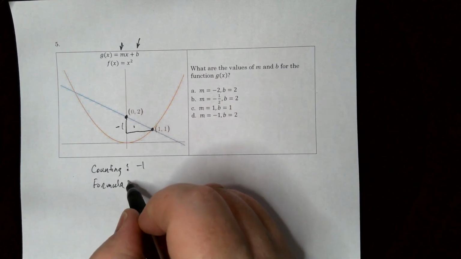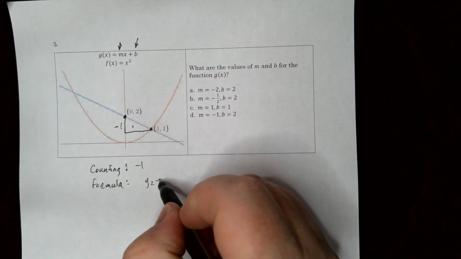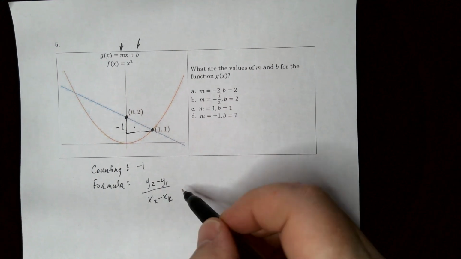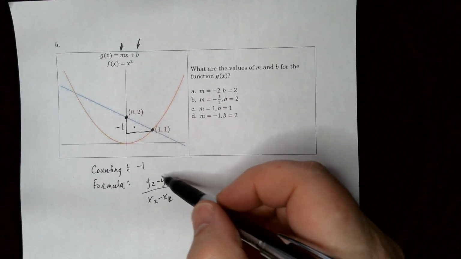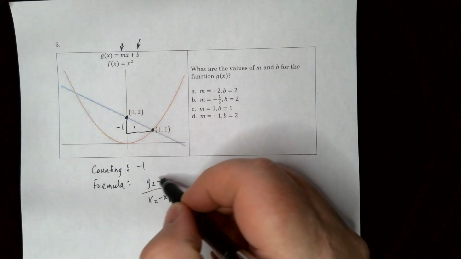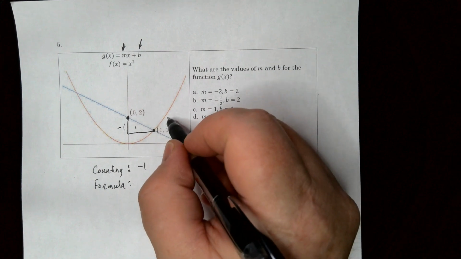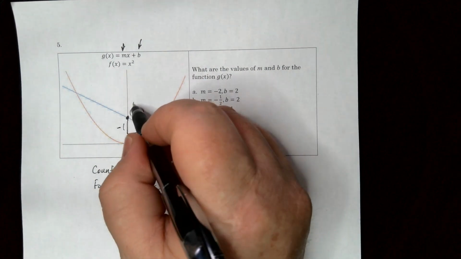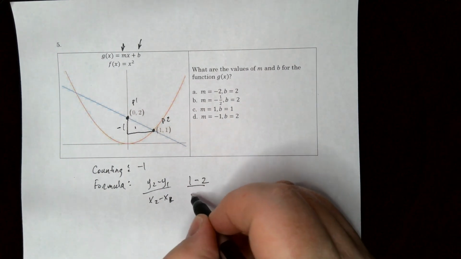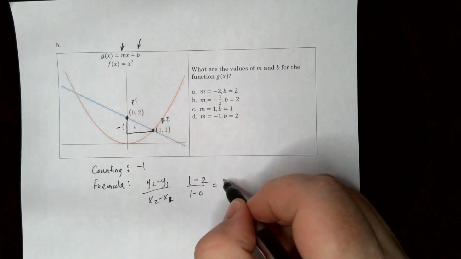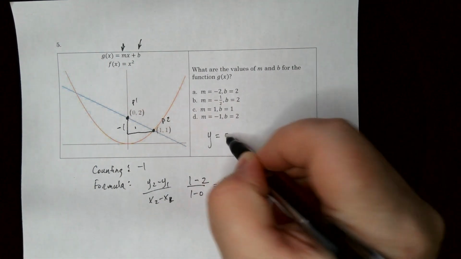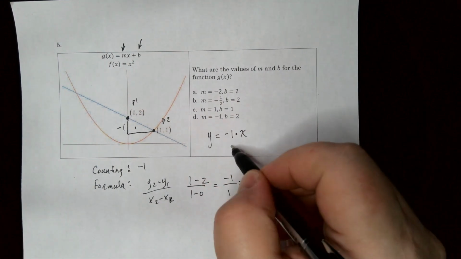You can also use the formula. Do you remember the formula is what? Change of y over change of x. Oops, right? Delta y over delta x. So y2 minus y1, right? So let's go ahead and say this is 2. So we got y2 is right here, y1. So this is point number 2. And let's say this is point number 1. So it's going to give us 1 minus 2 over 1 minus 0. So that's negative 1 over 1, negative 1. So I'm thinking we've got negative 1 times x. So that's m, negative 1.